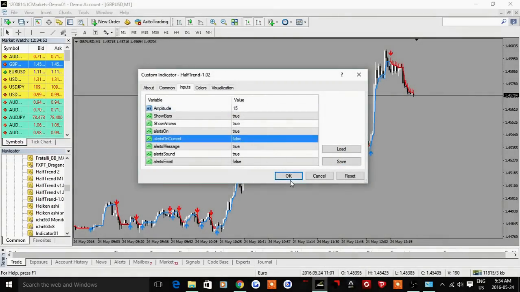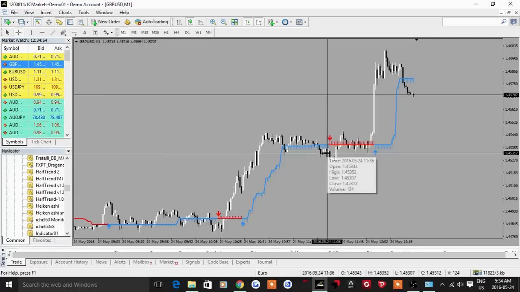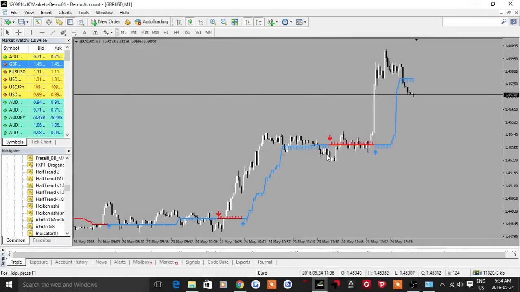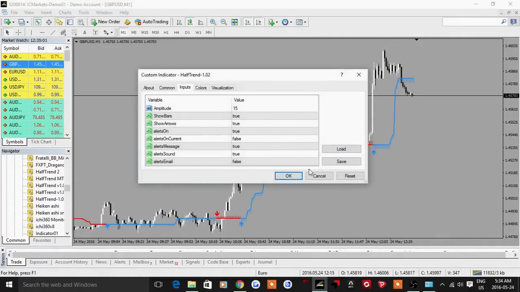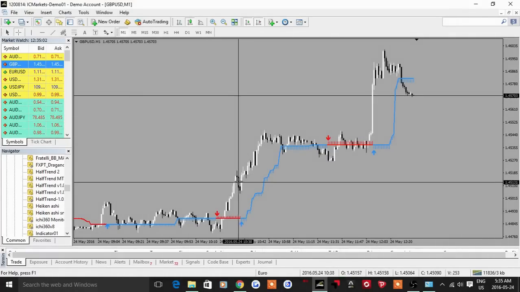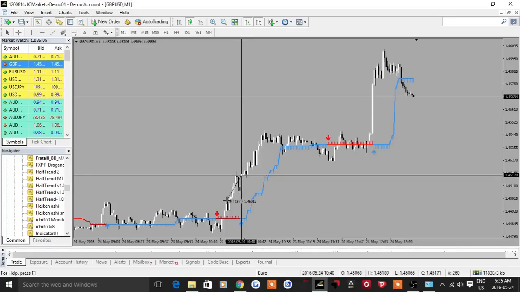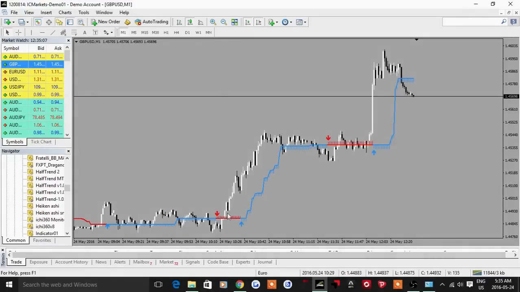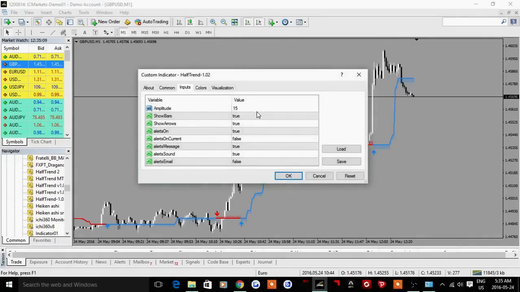If you want 15, then you might get some signals late. I mean, there must be a signal here already, and then on this move the signal is pretty late. The move is already 27 pips done. So what I found, 5 is good. It should work for everybody.